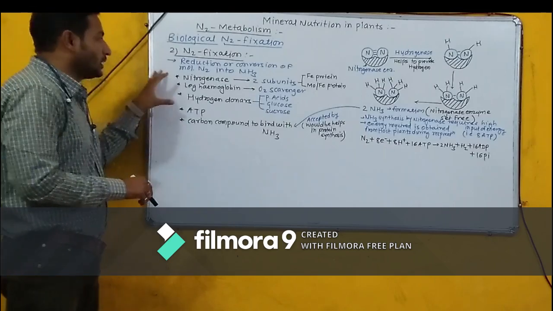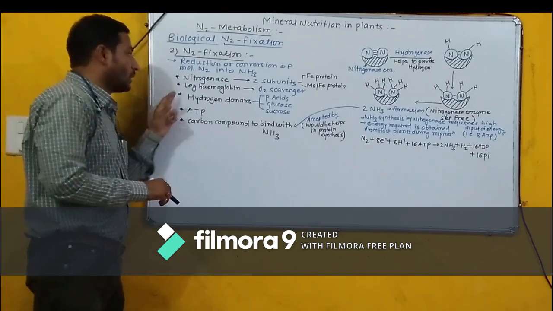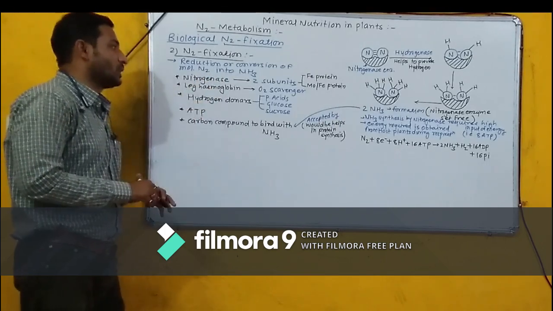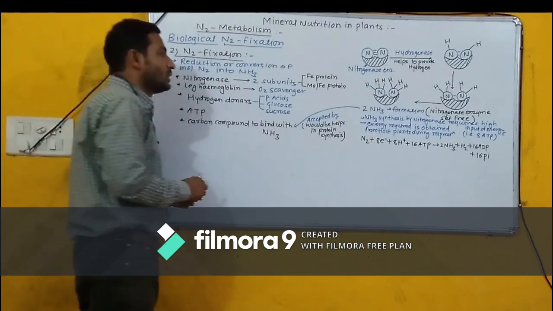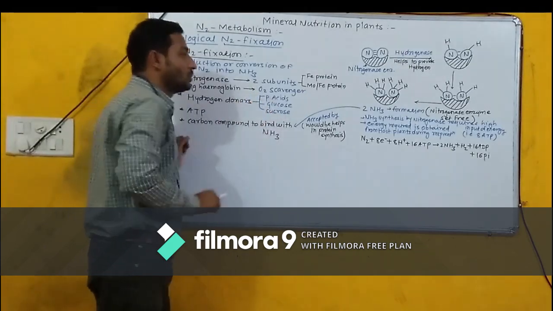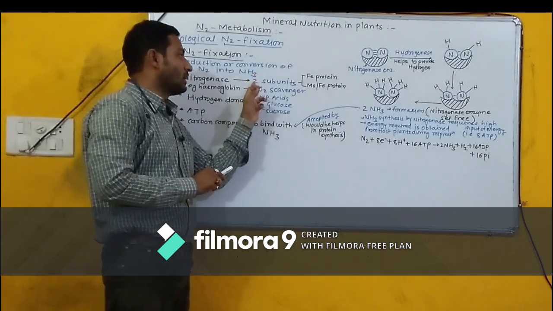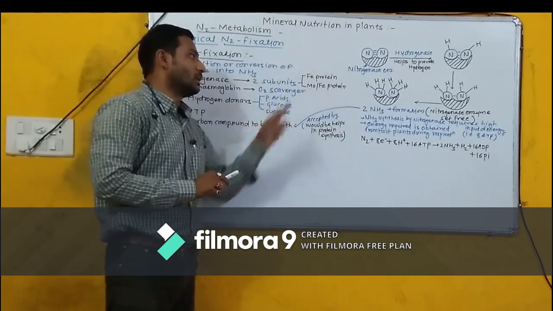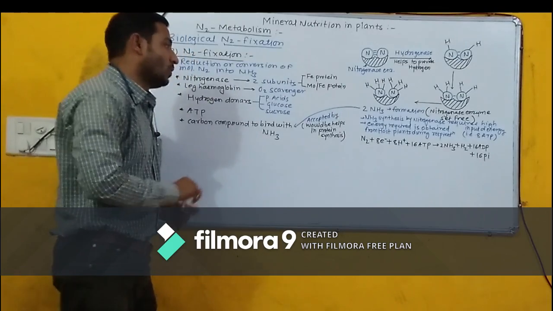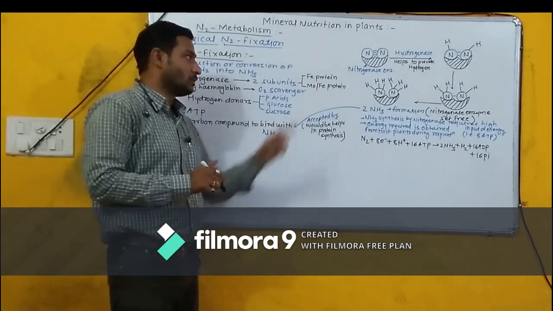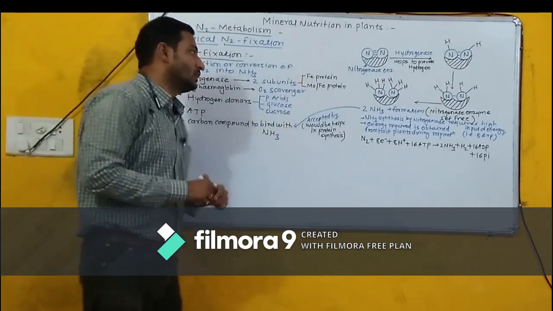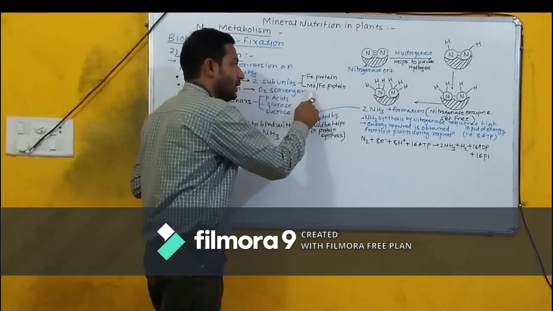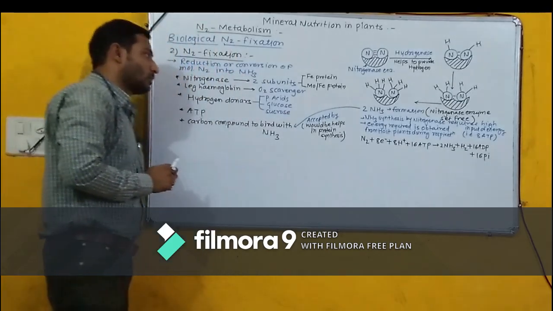Now, for this process, there are certain requirements. The first requirement is the nitrogenase enzyme. This nitrogenase enzyme is made up of two subunits. First is the Fe protein, which means iron protein, a non-hemoglobin protein. And the second one is a molybdenum iron protein.